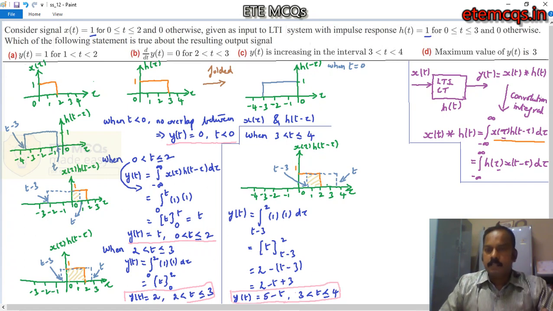Now when t crosses 4, assume that it crosses 4 and the region of overlap is again between t minus 3 and 2. This will exist until t crosses 5 because at 5, t minus 3 will be at 2. So this limit has to be between 3 and 5 rather than between 3 and 4. It will be fine if we have the limit between 3 and 5 because the region of overlap remains the same for 3 to 4 as well as from 4 to 5.